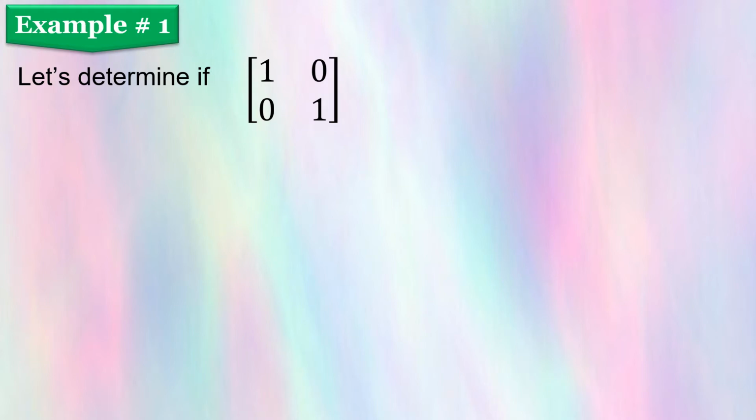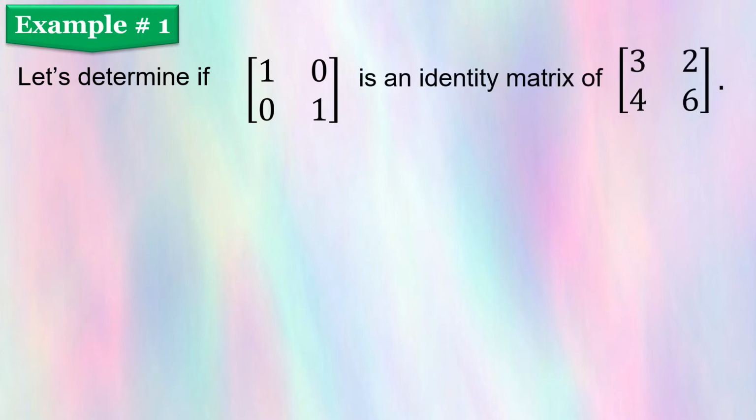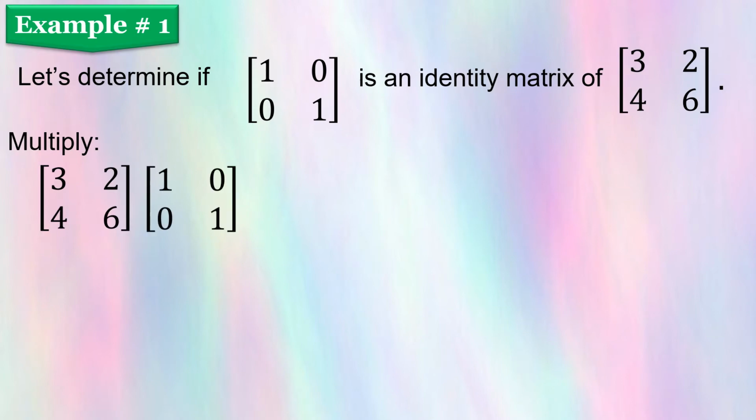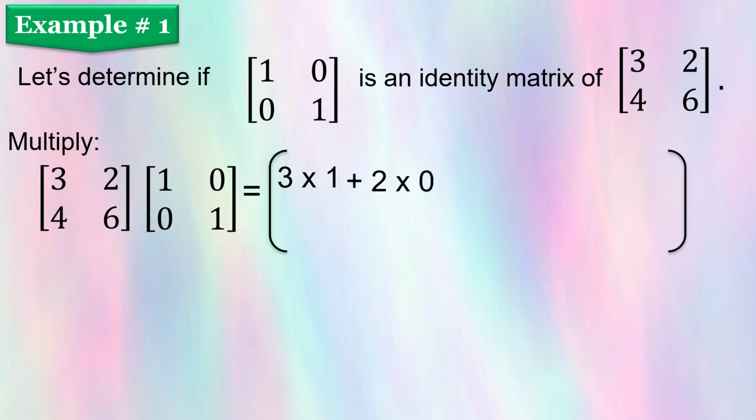So let us have example number 1. Let's determine if this matrix is an identity matrix of 3, 2, 4, 6. In order to do so, first we are going to multiply 3, 2, 4, 6 by 1, 0, 0, 1. In multiplying this one, we are going to apply the concepts in multiplying two matrices that we learned in the past. So from here, we are going to have 3 times 1 plus 2 times 0.